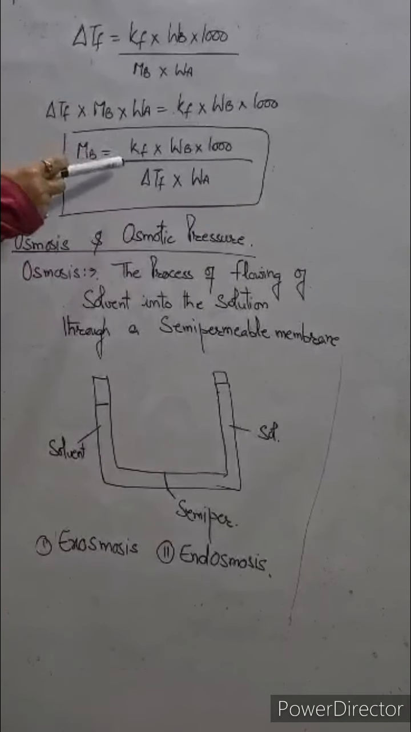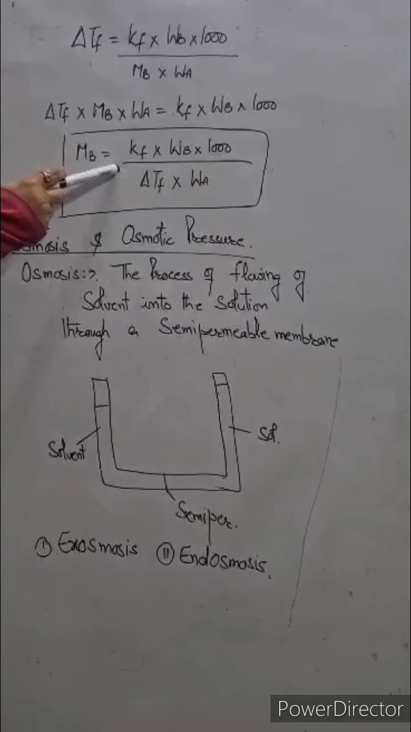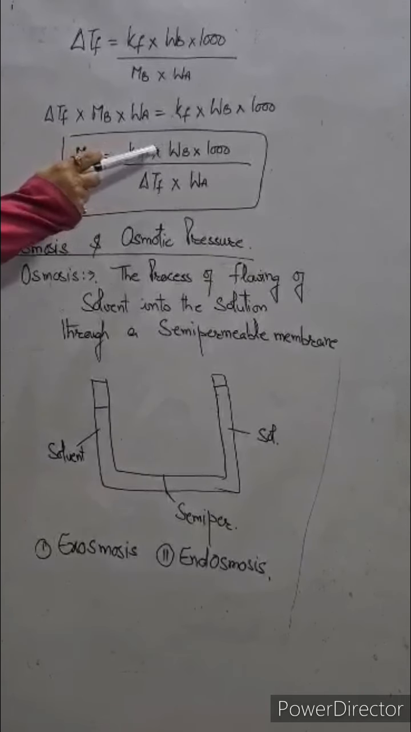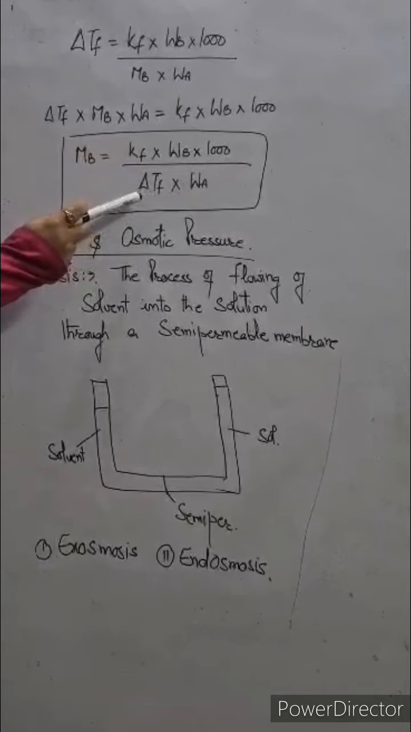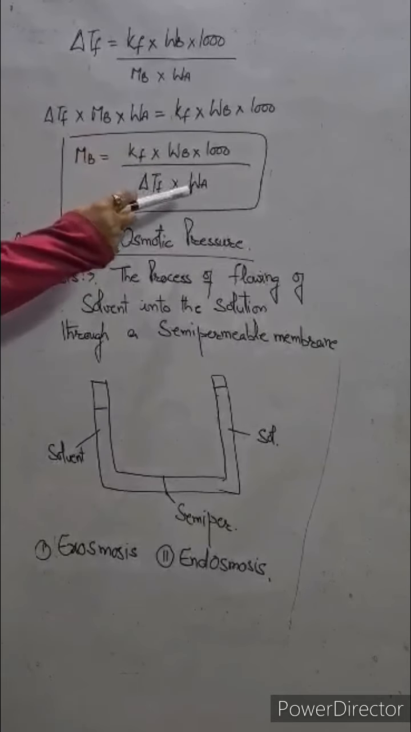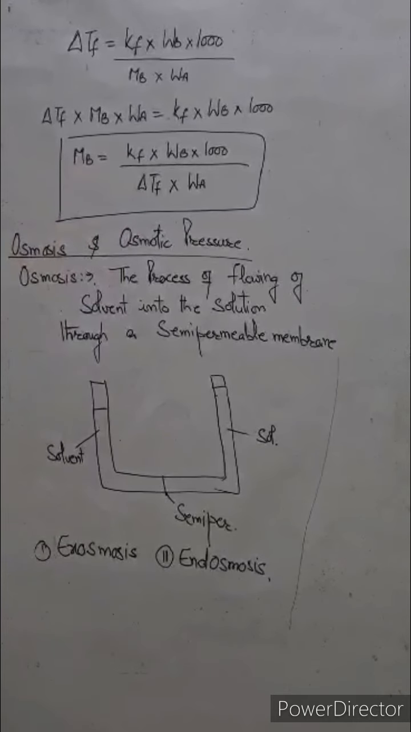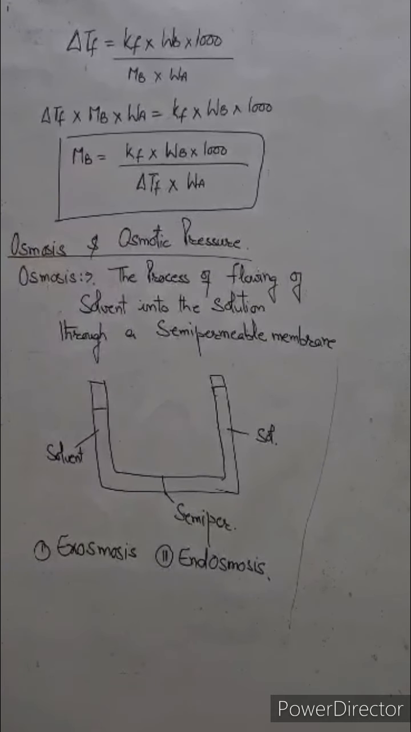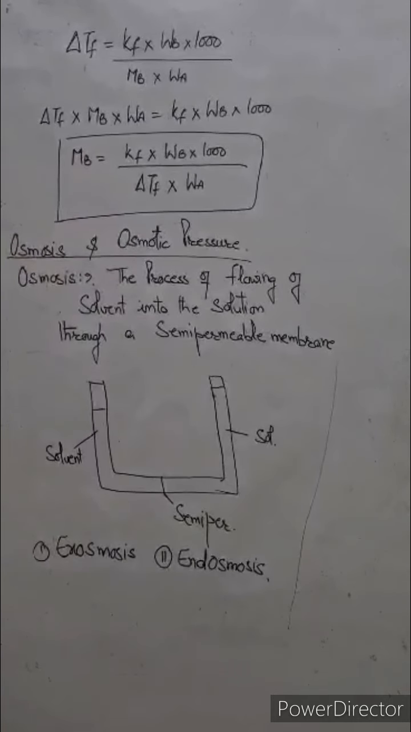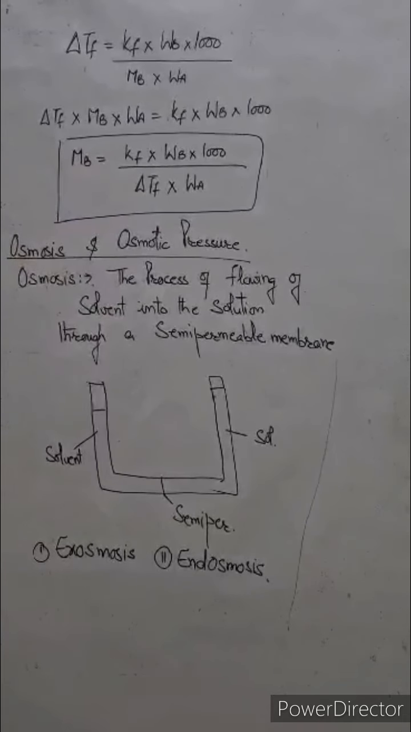So here you know KF is a constant, the cryoscopic constant or molar depression constant. WB is weight in grams of solute, right? Delta TF is depression in freezing point and WA is weight in grams of solvent. Hope you will solve the numerical, right? And the last colligative property is our osmotic pressure.